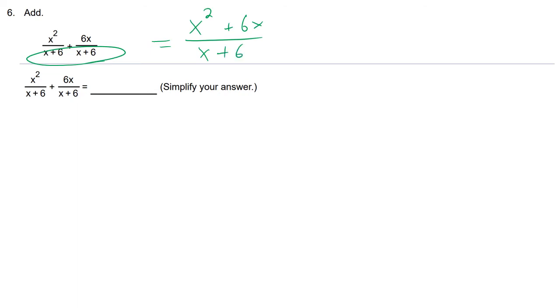Now, at this point, we need to simplify our answer. So what can we take out of the top and bottom? I'm going to factor the top, and that would give me an x and an x plus 6. On the bottom, I have x plus 6 already. So when it comes to simplifying, what can I cancel out on the top and bottom? I can cancel out x plus 6 and x plus 6. And so my final answer is just going to be x.